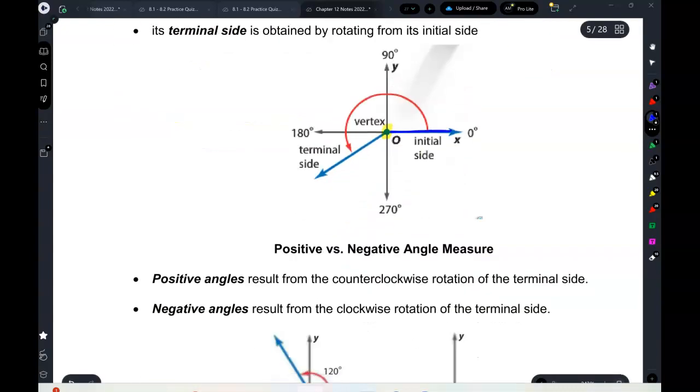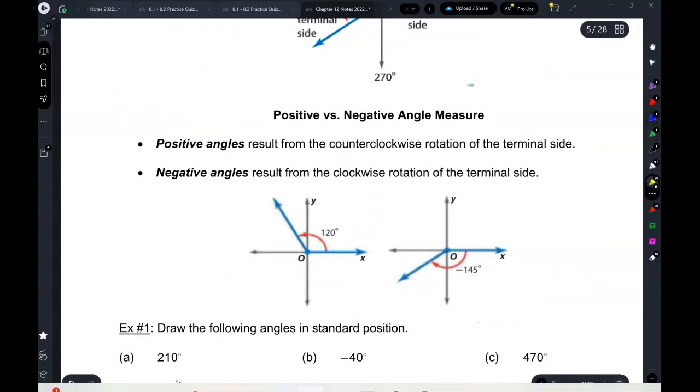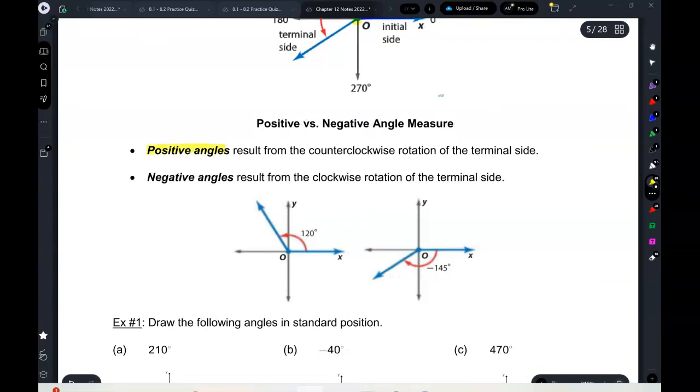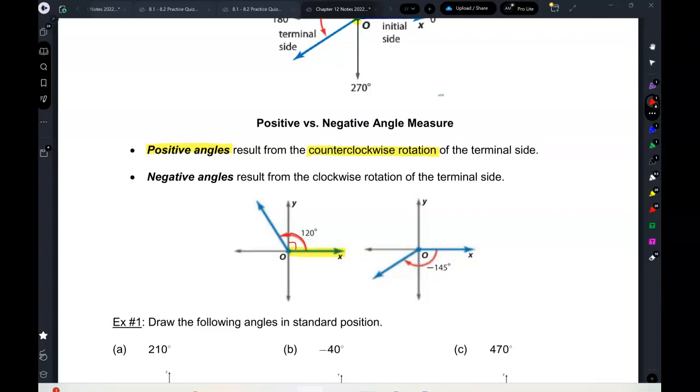Okay, so positive versus negative angles. All positive angles result from a counterclockwise rotation of the terminal side. So for example, here we start with the initial side. We rotate this way. You remember each corner is 90 degrees. You rotate that way. That's a positive 120 degrees for that angle.